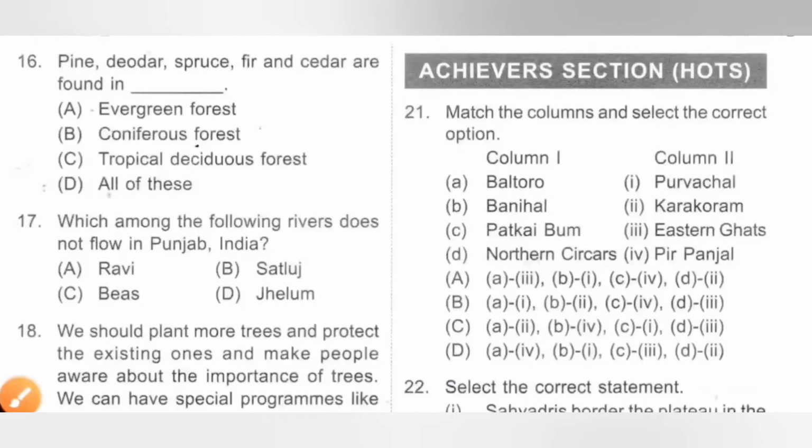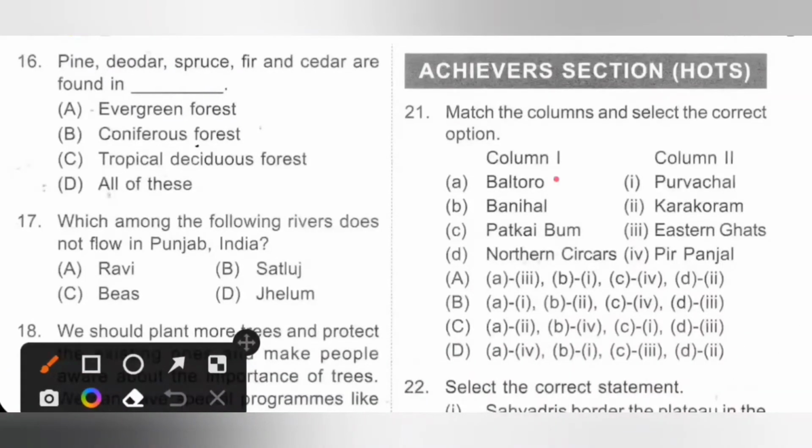Next, achiever section 21. Match the columns and select the correct option. A, Baltoro. Baltoro is a glacier in the Karakoram range. So A, 2. Banihal is a mountain pass in Pir Panjal. So B, 4. C, Patkai Bum. So it is a series of mountains in Purvanchal. So C, 1. Northern Circars is a part of the Eastern Ghats. So D, 3. So A, 2, B, 4, C, 1, D, 3. So option C is the correct answer. Option C.